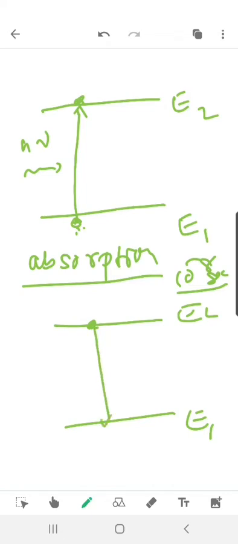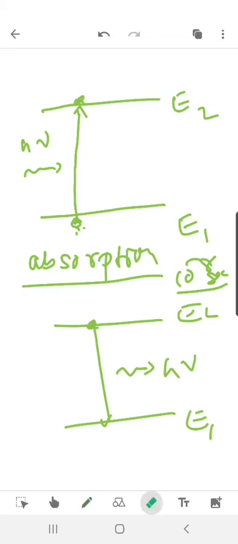Fine. In this process, the electron will give out the energy h nu, which was absorbed by our electron, and this energy which is being emitted by our electron will now be in the form of radiation. So this electron, while coming back from E2 to E1, will emit the absorbed energy in the form of radiation. This process occurs spontaneously, so it is called spontaneous emission. Fine, it will be called spontaneous emission.